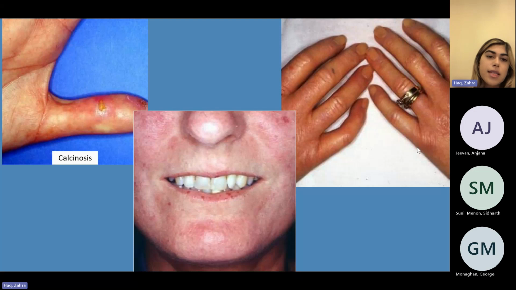You can see some calcinosis, which is calcium deposits under the skin. We'd get microstomia, which is a small mouth, and the typical skin tightening, the shiny skin, as you can see in this picture.